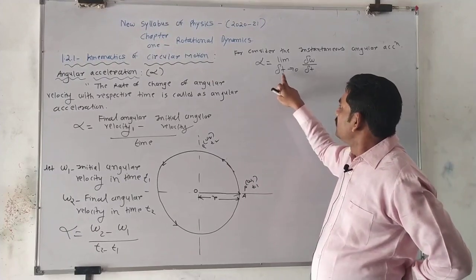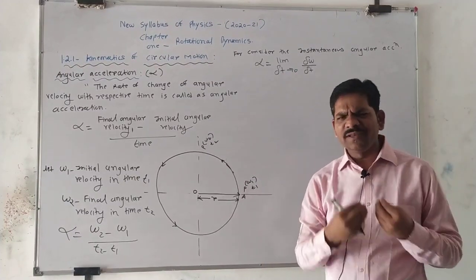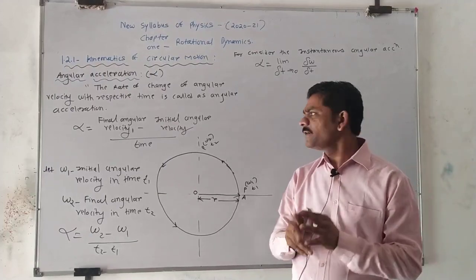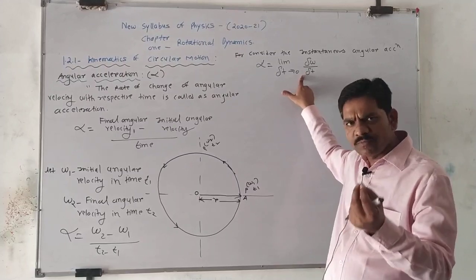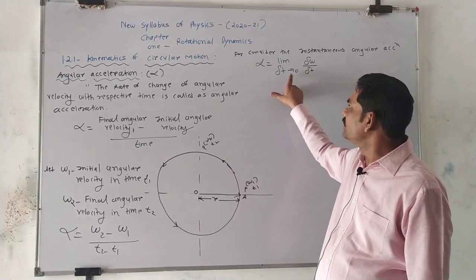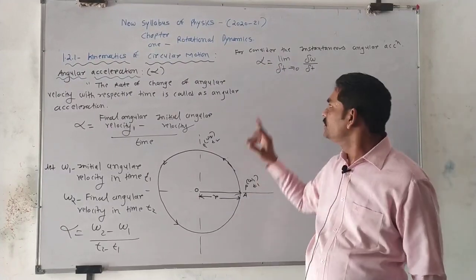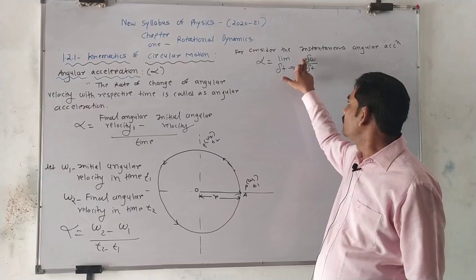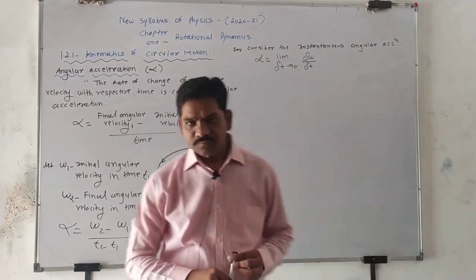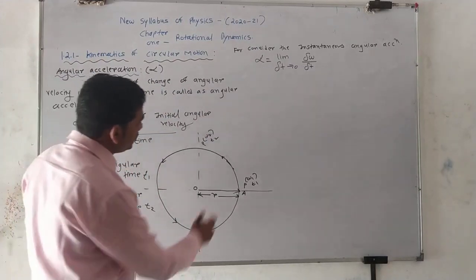Okay, the time is approaching toward zero, very little time, and the angular velocity will change very fast with respect to very small, instantaneous time. That's why we consider the limit here. This is the one formula we get here: alpha is equal to limit delta t tends to 0 of del omega upon del t. So very easy, boys. Then we understand the definition of the angular acceleration.